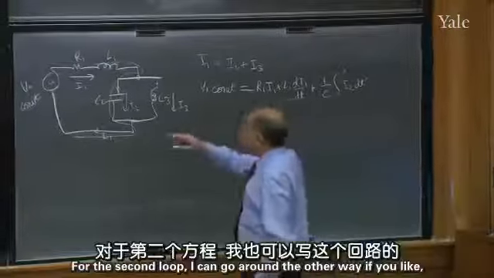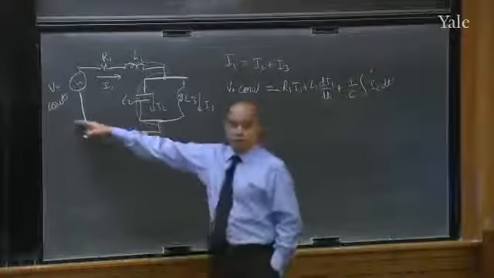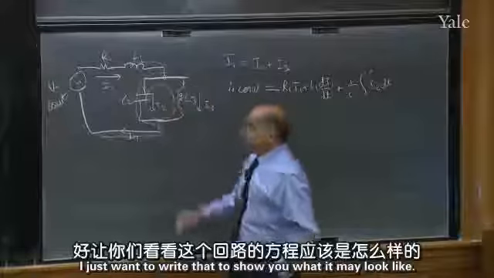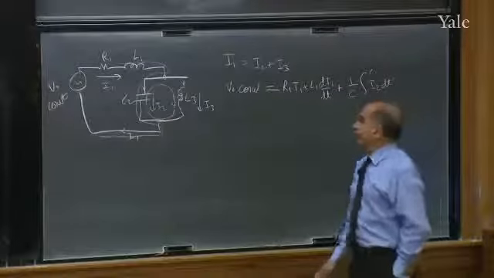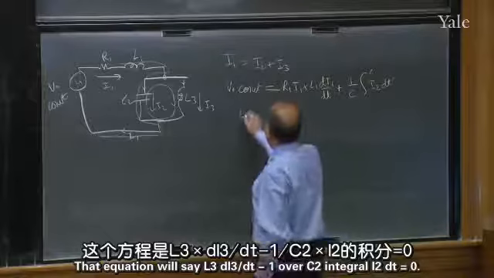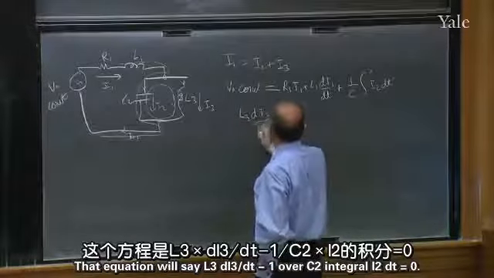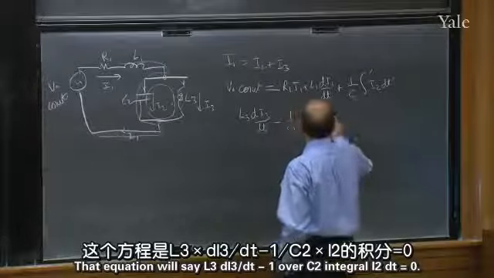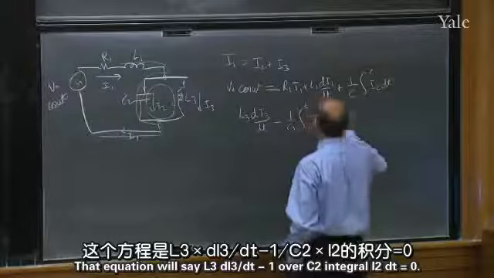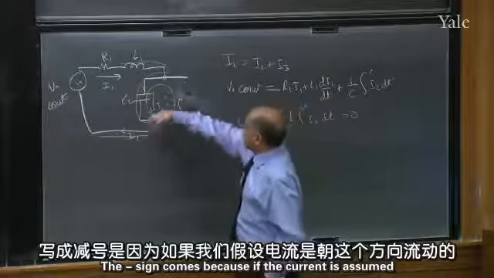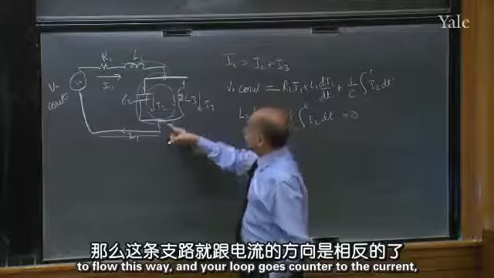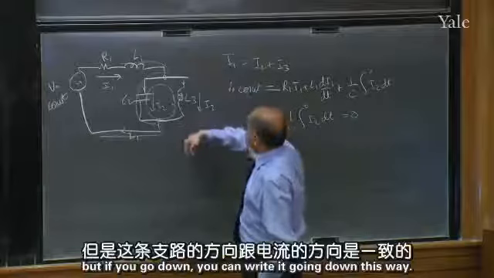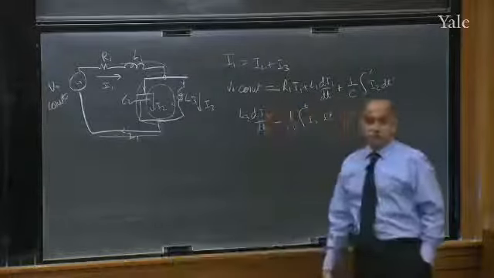For the second loop, I can go around the other way if you like, going around this inductor, or I can take a loop like this. I just want to write that to show you what it may look like. That equation will say L3 di3/dt minus 1/C2 integral of I2 dt is equal to 0. The minus sign comes because the current is assumed to flow this way, and your loop goes counter to the current. You're going uphill, so everything should be subtracted. But if you go down, you can write it going down this way.